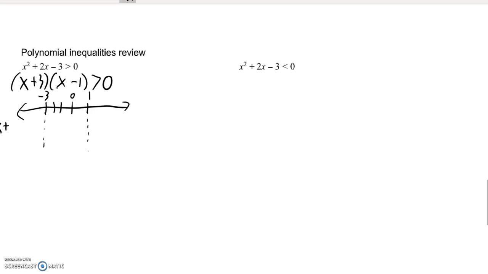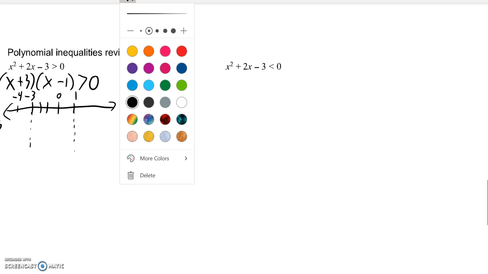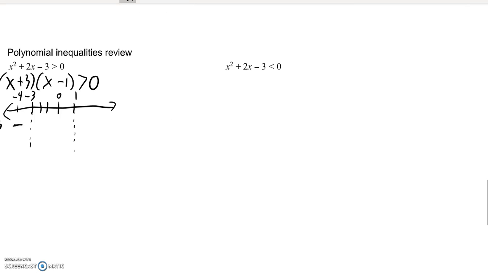So if we look at one part of the function, x plus 3, over here on this side of negative 3, at negative 4, x plus 3 is going to be negative. If we look at x plus 3 in between the negative 3 and 1, we can pick any point, but I'm going to pick the 0. And we have a positive. And if we pick a point over here like 2, we also have a positive. If we look at the other factor, x minus 1, when we plug in negative 4, we have negative 5. When we plug in 0, we have negative 1. And when we plug in 2, we have positive 1.